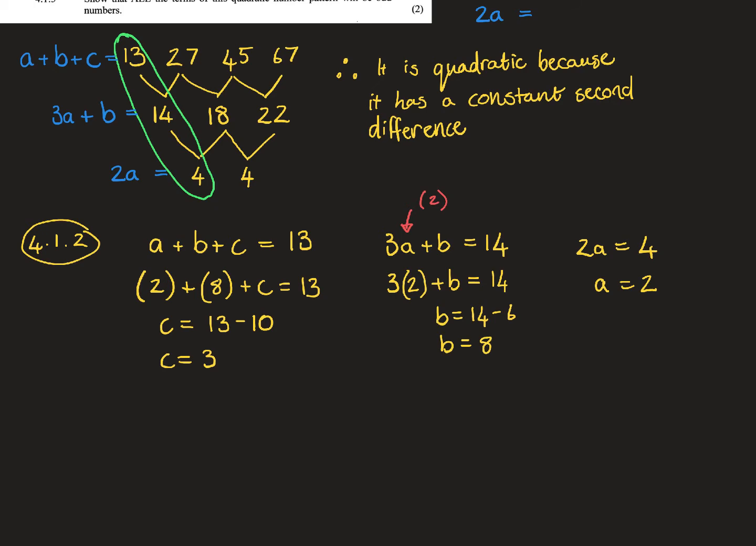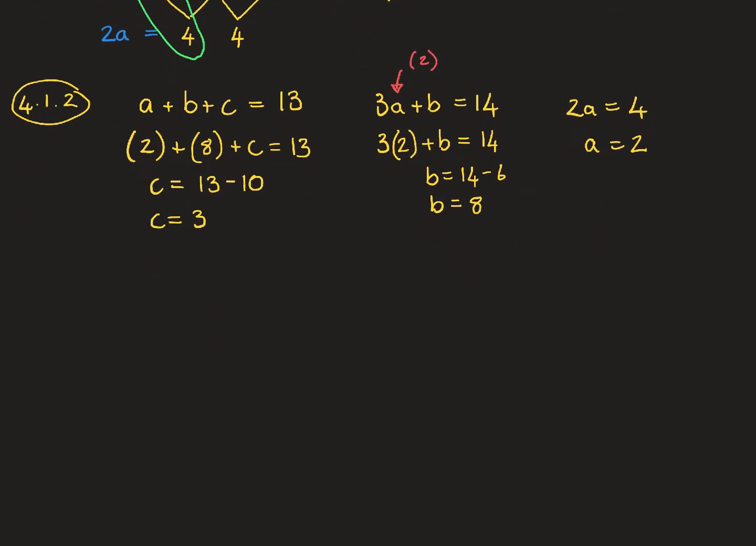So the general term for our quadratic number pattern is going to be Tn equals an squared, so that's 2n squared, plus bn, so that's 8n, plus c, which is 3. And let's just go back and check.